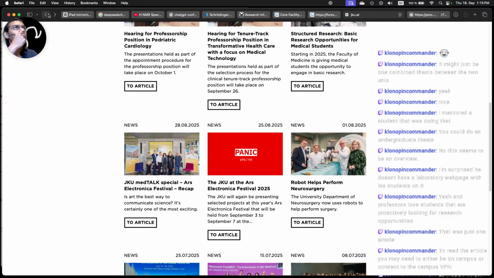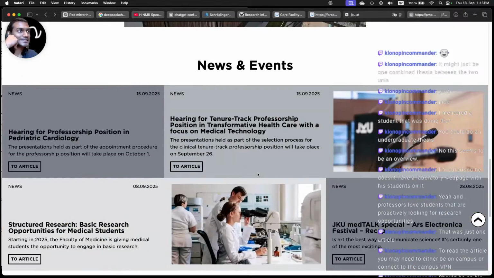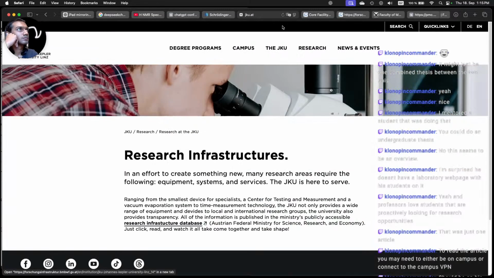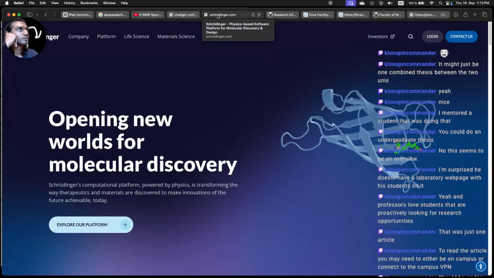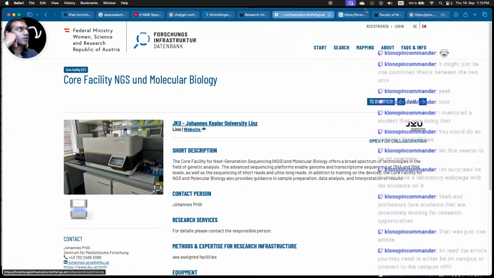Those are news. I love that the new teaching concept includes a personal component. The module system allows us to study in Linz and Graz, and it's truly rewarding. Okay. Human medicine. Medizin. What are these? Research infrastructures, core faculty.